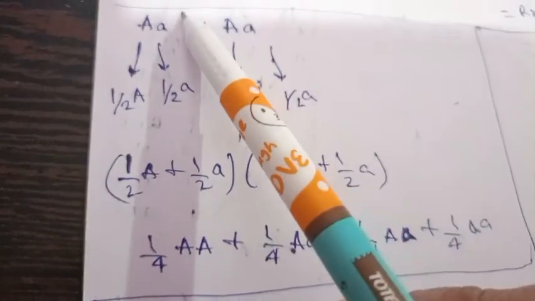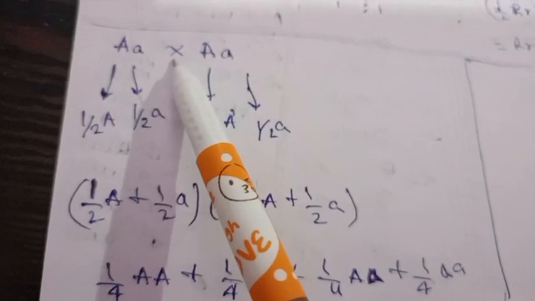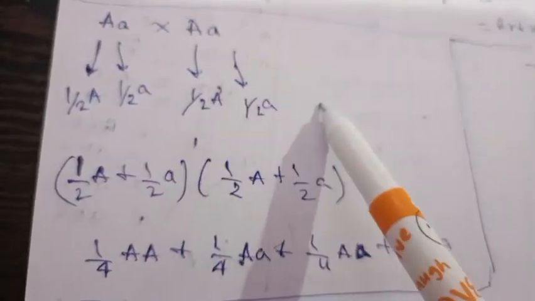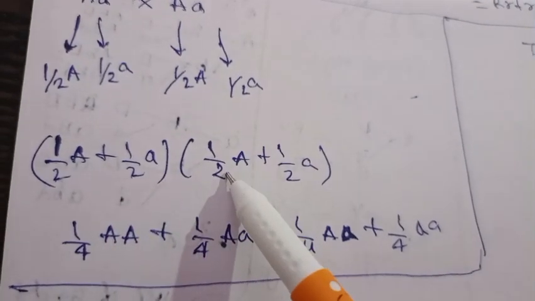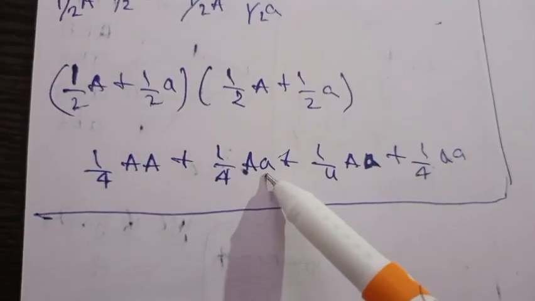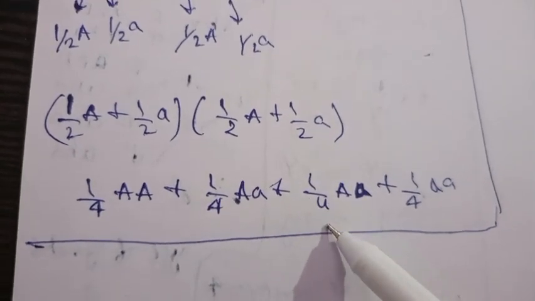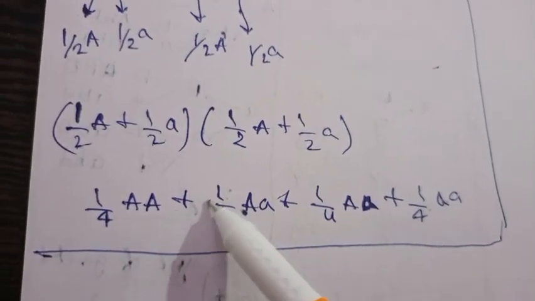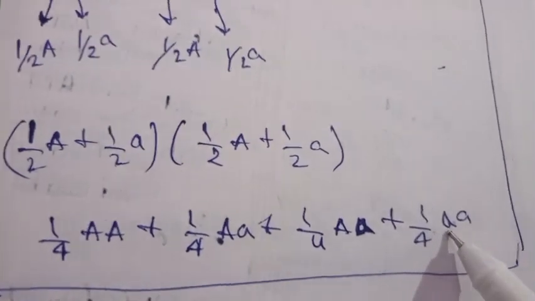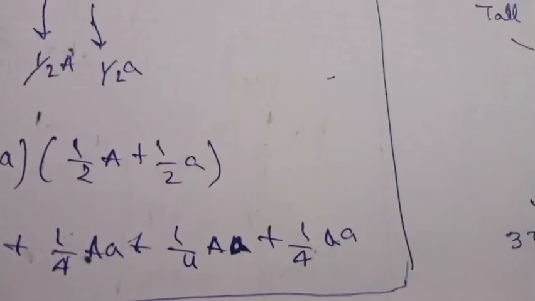When we take both heterozygous axial positions, capital A, half small a, half capital A, half small a, we get 1 by 4 capital A capital A plus 1 by 4 capital A small a plus 1 by 4 capital A small a plus 1 by 4 small a small a.